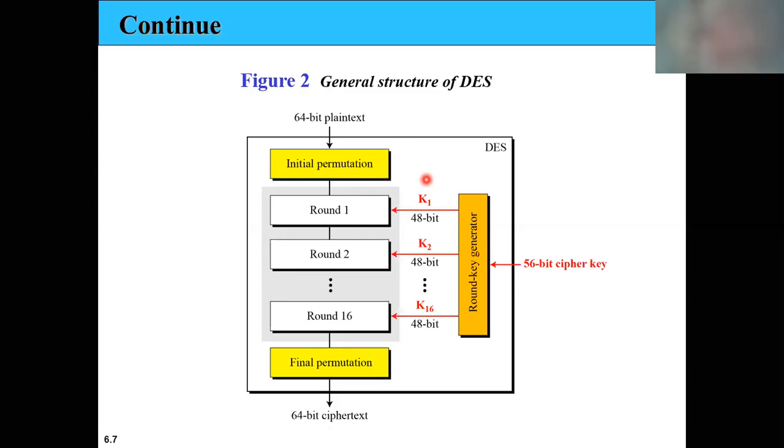Since DES consists of P boxes, S boxes, and a number of rounds, let us discuss each and every component separately. What does initial permutation mean? What is inside the first round? What is inside the second round? What is inside the 16th round? And then what does final permutation mean, and how can we generate the keys? I call this the key generator.